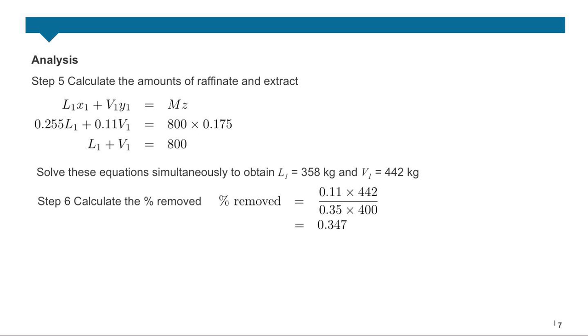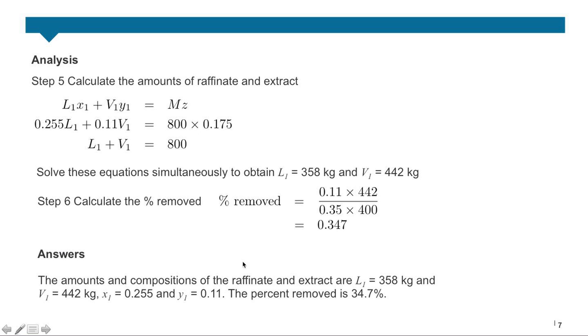The last part of the question was to calculate the % of the acetic acid that's removed from the feed. So that is just the composition of the extract multiplied by the extract amount, which is 442 kilograms, divided by the composition of the feed multiplied by the feed amount, and that's 0.347. So stating those answers, we can write out what the raffinate and extract amounts and compositions are, and that the % removed is 34.7%.